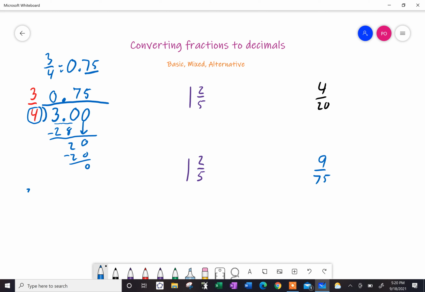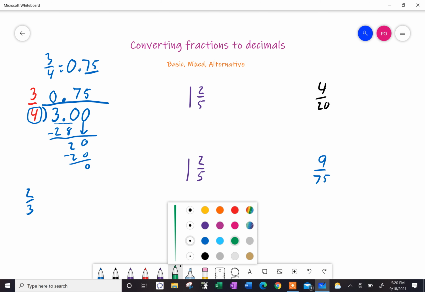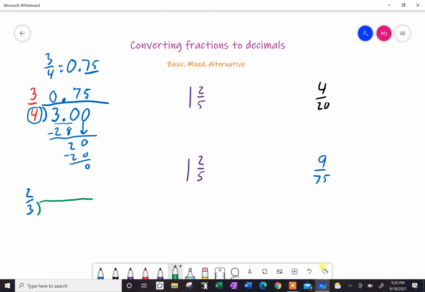Okay, now I'm going to do another one. 2/3. Now if I have 2/3, I'm going to do the same thing. I'm going to get 2.00. How many times does 3 go into 2? The answer is 0. How many times does 3 go into 20? Well, it's 6, which gives me 3 times 6 is 18. 2. I bring down my 0. How many times does 3 go into 20? It's 6. I get 18. Bring down my... Oh, so I'm going to add a 0.